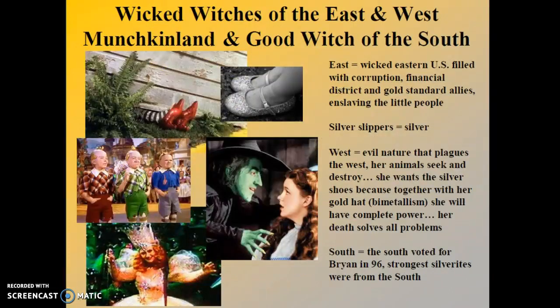The East represents the wicked East industry, right? And the silver slippers, that's how Dorothy gets home. In the movie, I know they're ruby, but in the book, it is silver. And the silver slippers being the way that she gets home, that's the way you solve this problem of the gold standard by adding silver to the currency. So kind of an easy thing there.